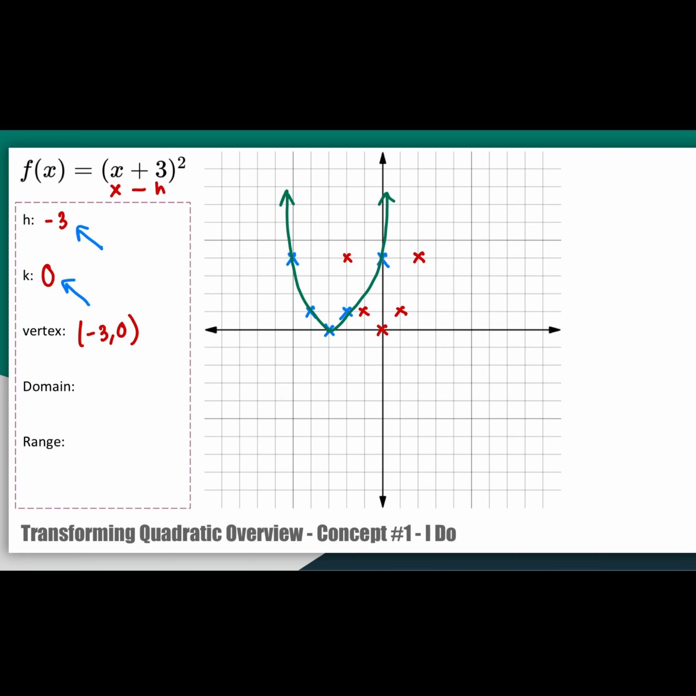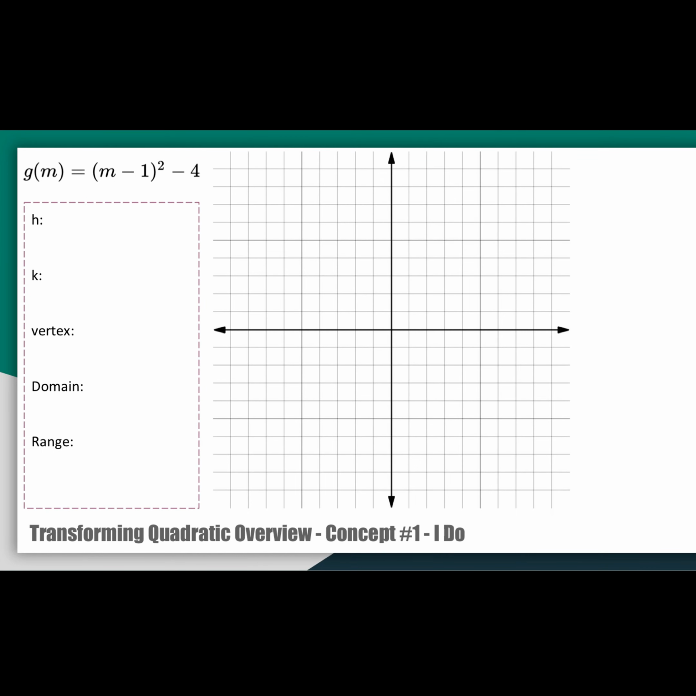Now our domain and range is pretty similar again, right? It's going forever to the left, forever to the right, all real numbers. And then you have your range. Y is greater than or equal to 0. Now let's do another one, okay? I'm going to go a little bit quicker this time, all right?